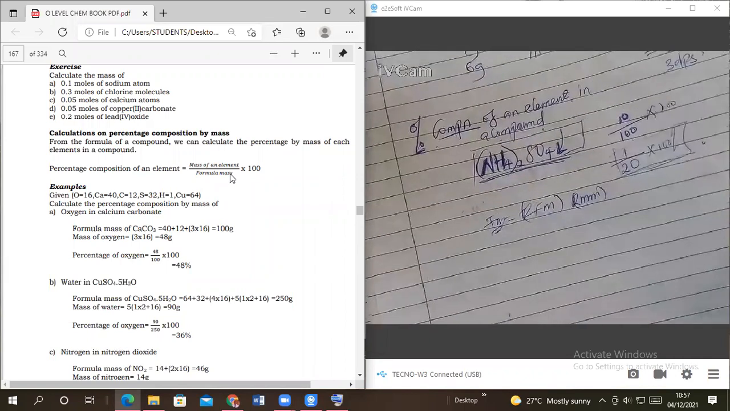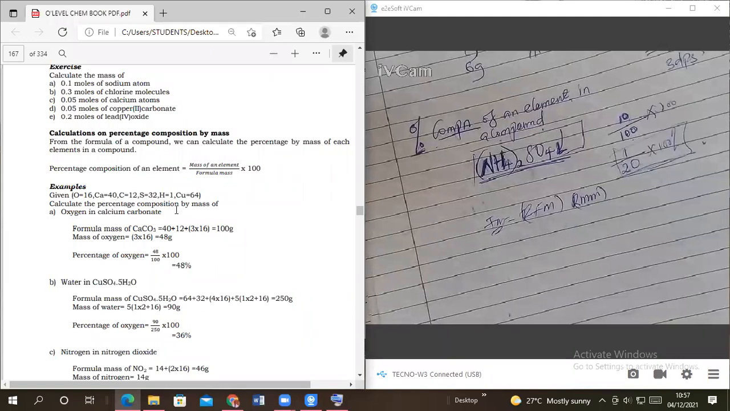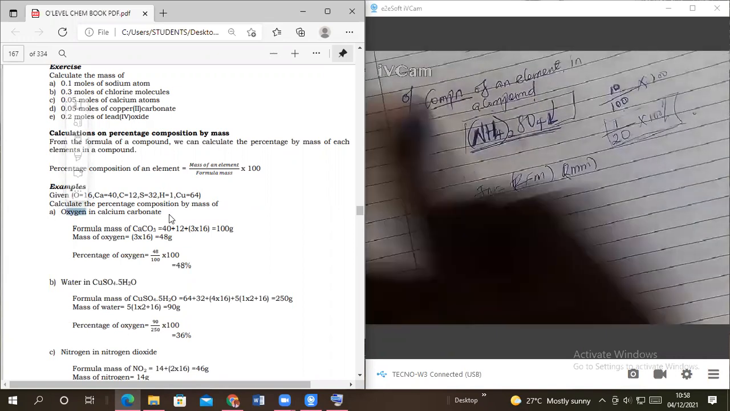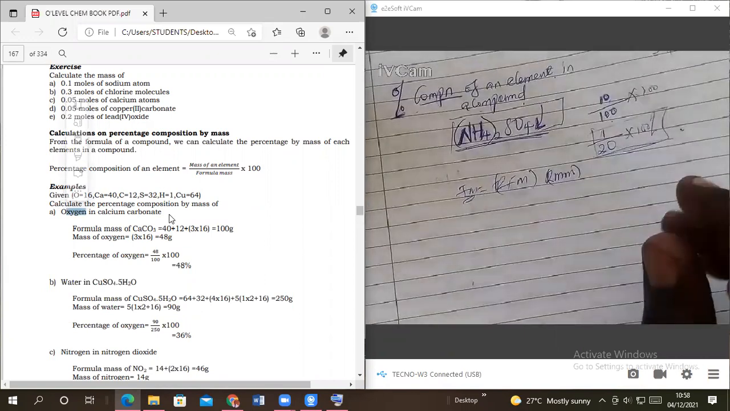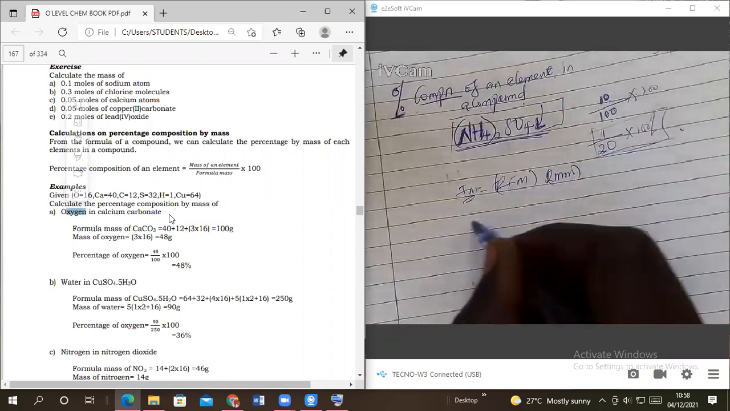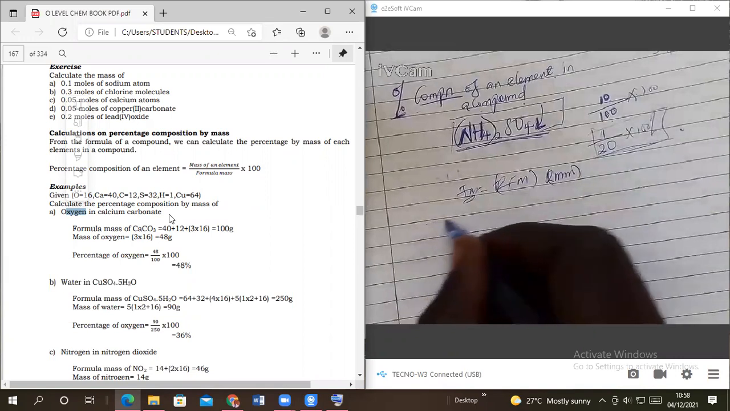So if you know how to come up with a given substance, now let's look at this example. Calculate the percentage composition by mass of oxygen in calcium carbonate. Do you know how to write calcium carbonate? We are looking for the compound called calcium carbonate. How do you write calcium carbonate?